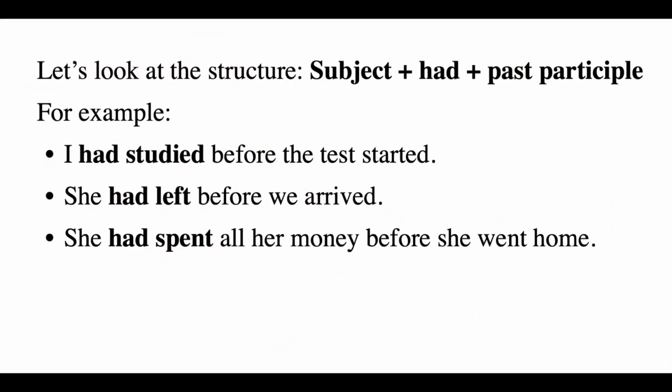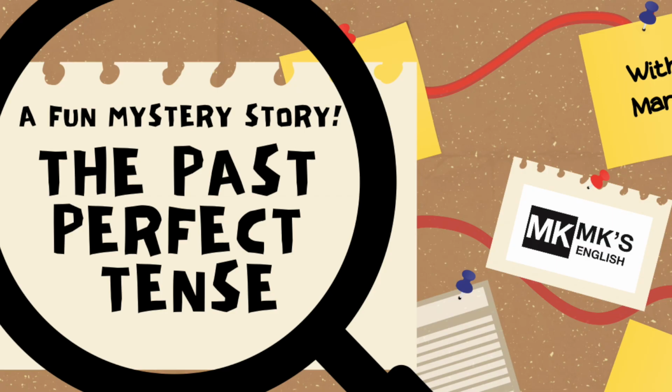Dun dun dun! Okay, let's look at this structure and some examples. Example number 1. I had studied before the test started. Right? Now, back one step, the test started. Back another step, the person had studied. I had studied before the test started.